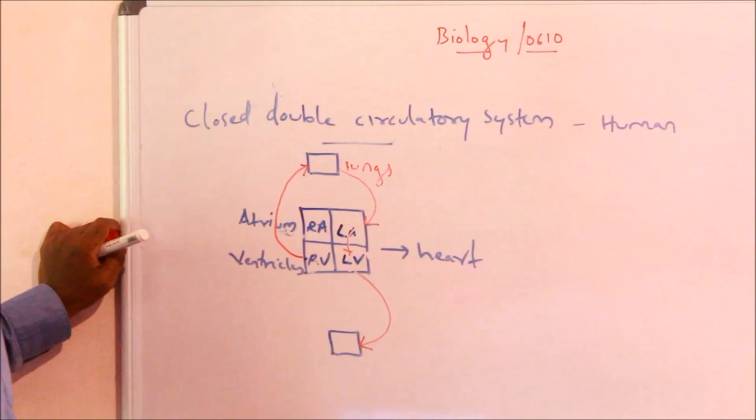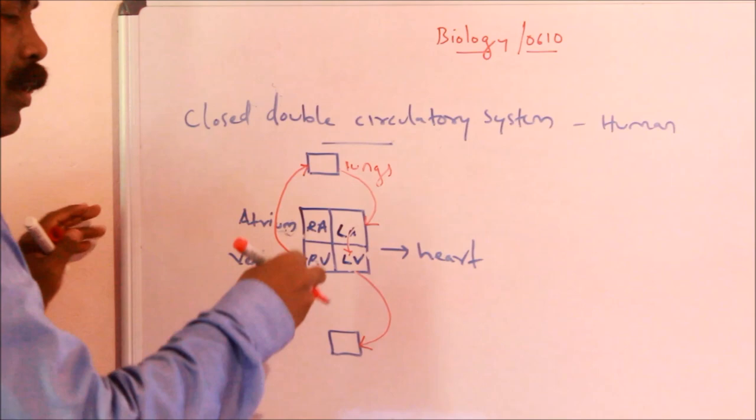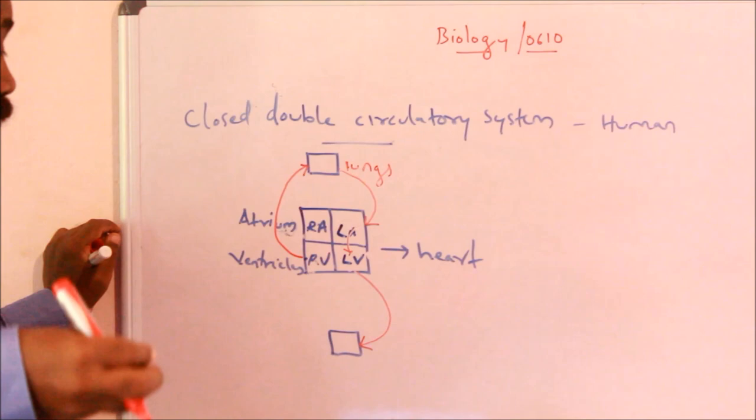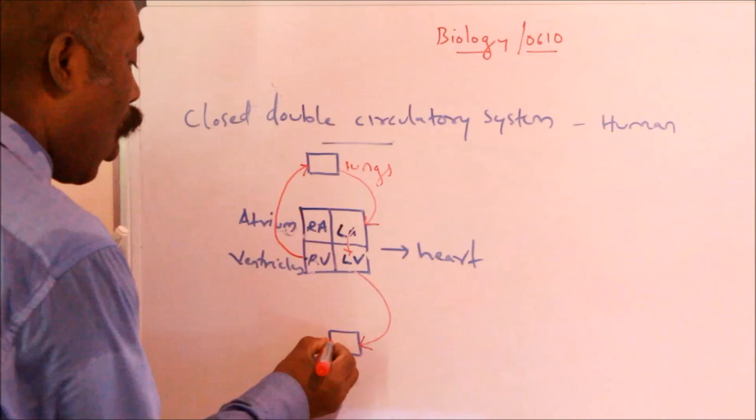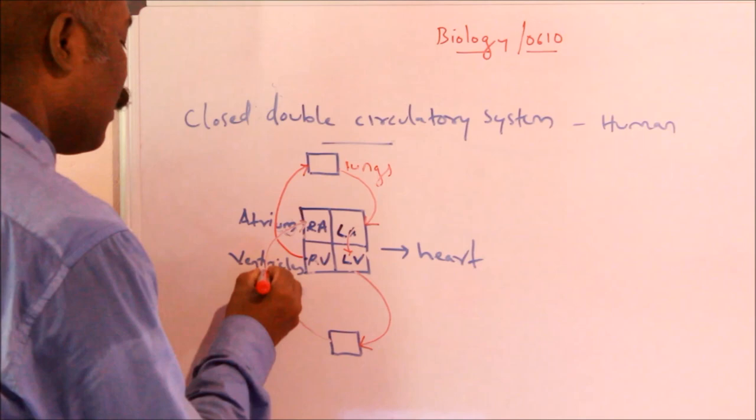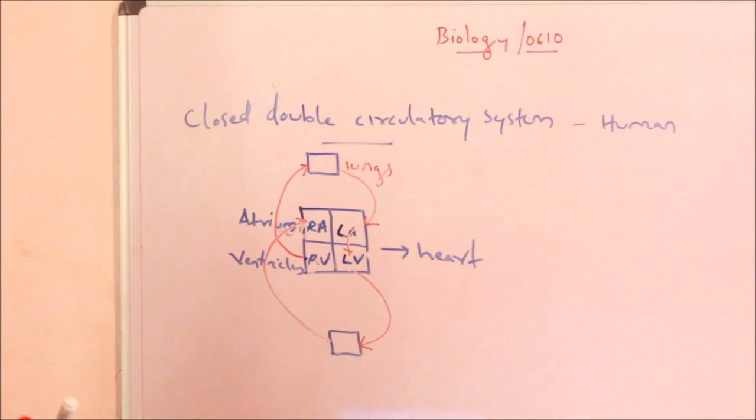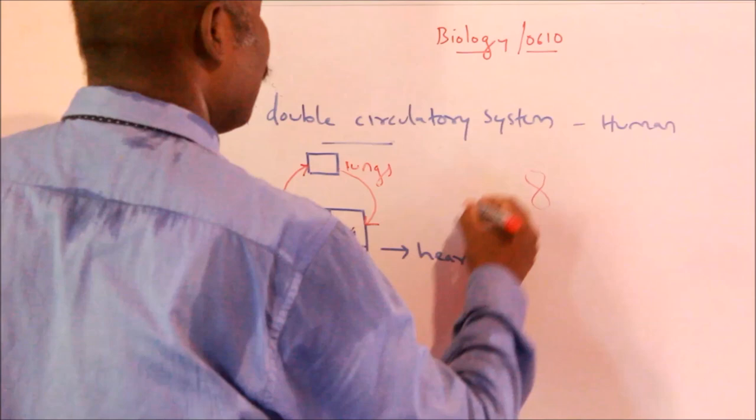And like that, the blood which comes back from the organs contains carbon dioxide, and that deoxygenated blood will come back to the right atrium of the heart. So you can see that. Here you can see it is something like the number 8. Something like that, number 8.